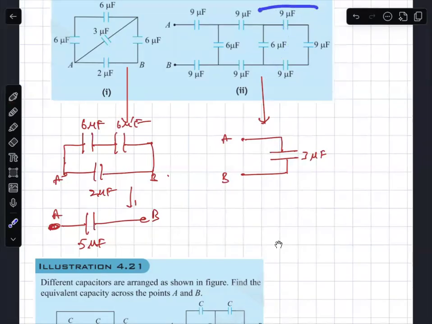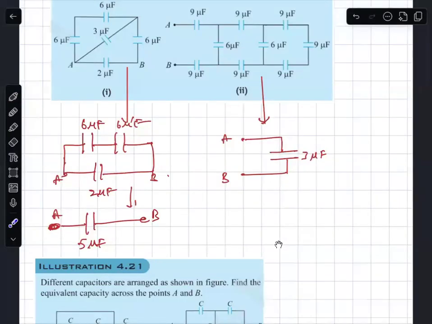Now, what is going to be this arrangement? 3 plus 6, because 3 and 6 are in parallel, 9 microfarad. Now, again, this entire thing is a 9. You have two such nines in series. Again, this will become 3 microfarad. So what is the net amount of this? 3 microfarad in parallel with 6 microfarad. What is that going to be? 9, which means the entire portion is going to be 9 microfarad. 9, 9, 9 series are 3 microfarad.